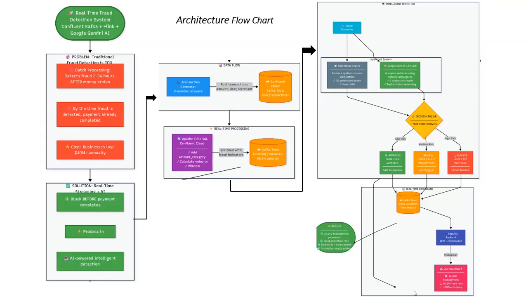And then we process the transactions in real time. This is where Apache Flink processes the stream. In real time, Flink categorizes a transaction amount, calculates user velocity, and applies time window aggregations. The output is an enriched transaction stream with fraud indicators. Let me show that.